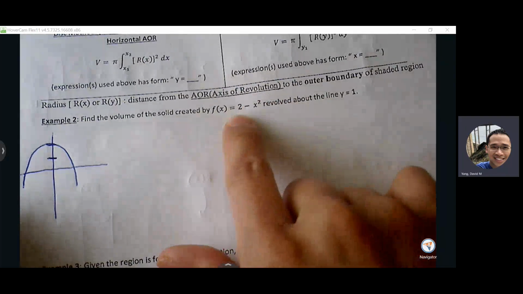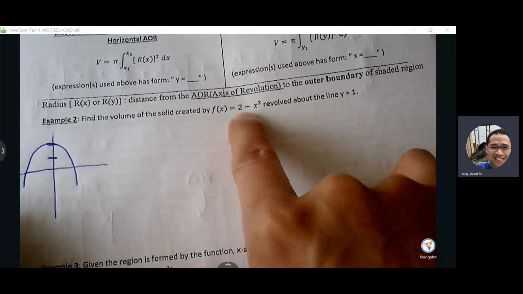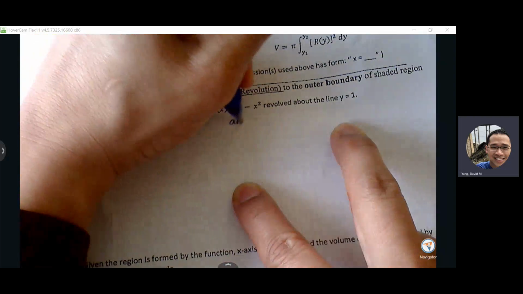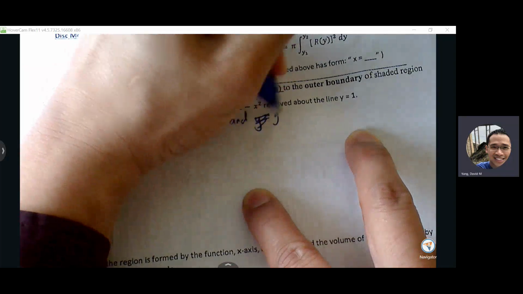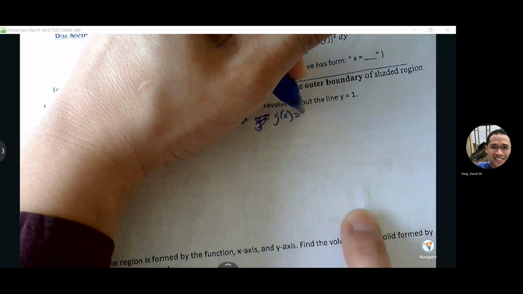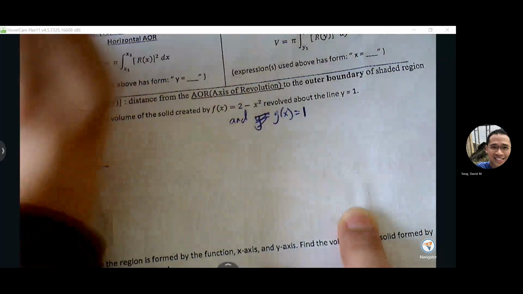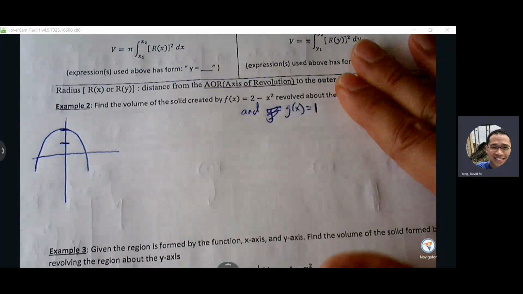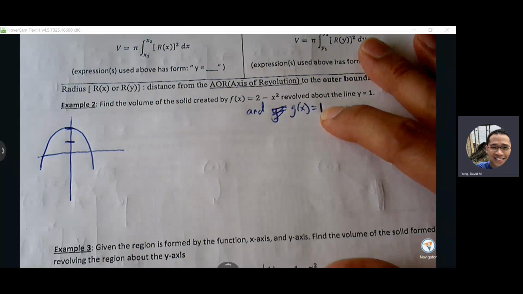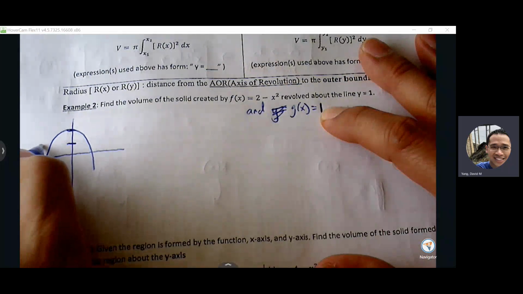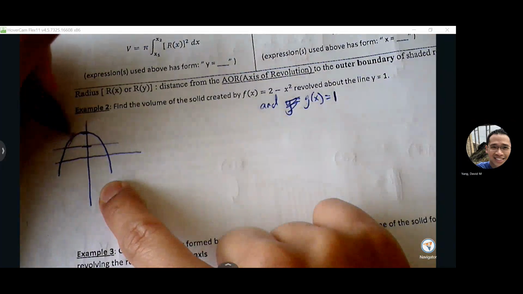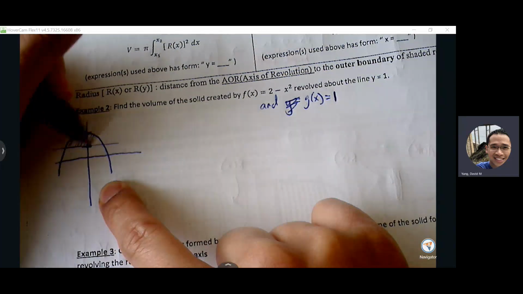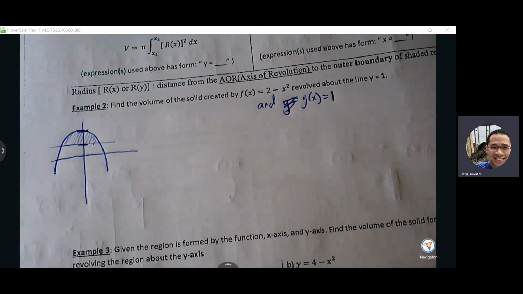Sorry, I forgot to mention this. The function is 2 minus x squared, and there's another equation, g of x equals 1. So I have two functions here. F of x is 2 minus x squared, g of x equals 1. That's y equals 1. That's just going to be a horizontal line. So there's your shaded region. I did not give enough information in this problem. So there's a shaded region, and we're revolving it around the line y equals 1.